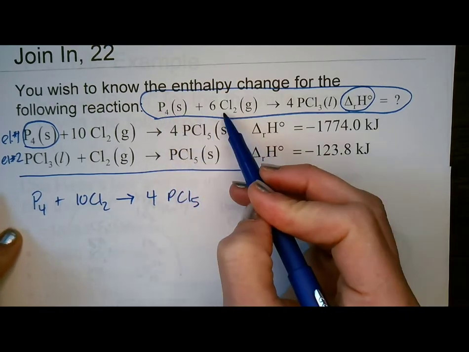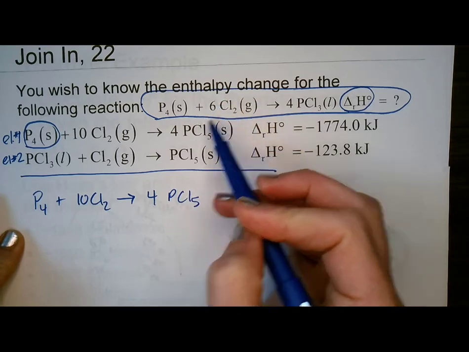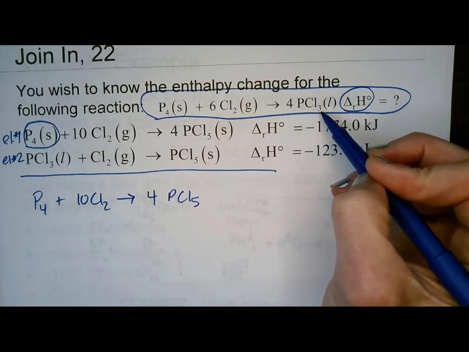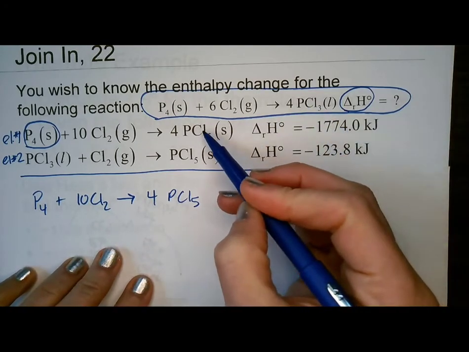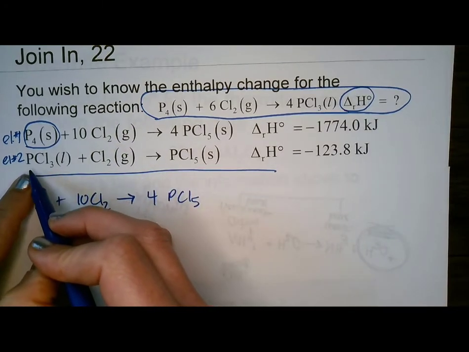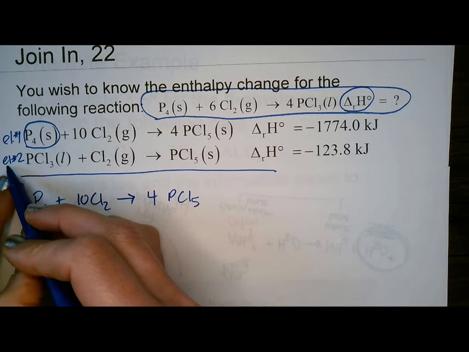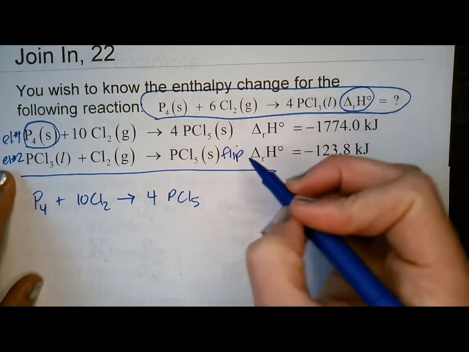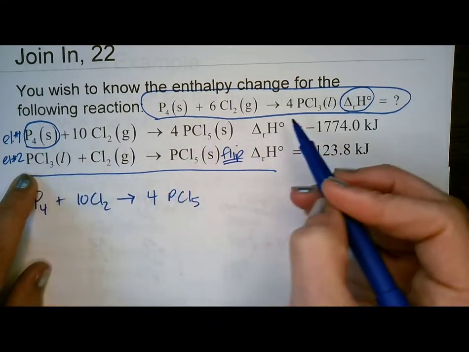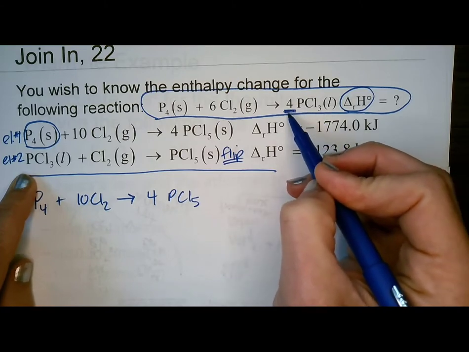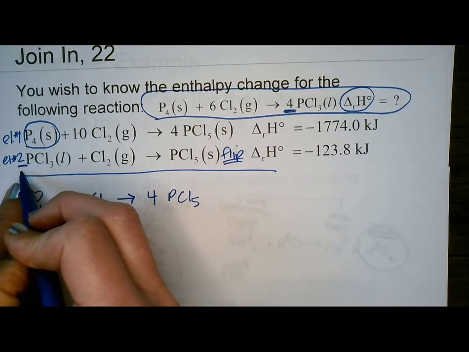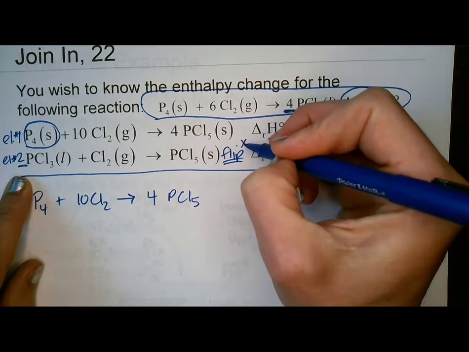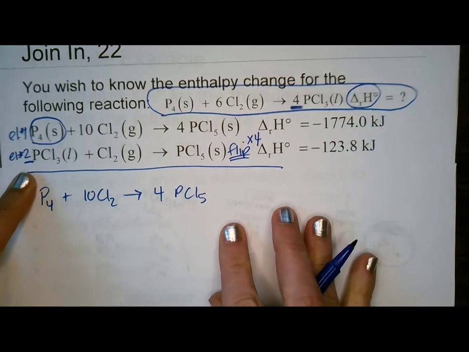Great. Next, I need chlorines on the left. Well, I've got chlorines on the left on both of them, so I'm just going to skip to my product. I want PCl3 on the right. Oh, here we go. PCl3 is right now in elementary reaction number 2, but it's on the left. So we definitely need to flip this reaction. Also notice that I want 4 PCl3, 4 moles of it. Right now I have 1 mole of it. So not only do I need to flip my reaction to get it where I want, I also need to multiply it by 4.